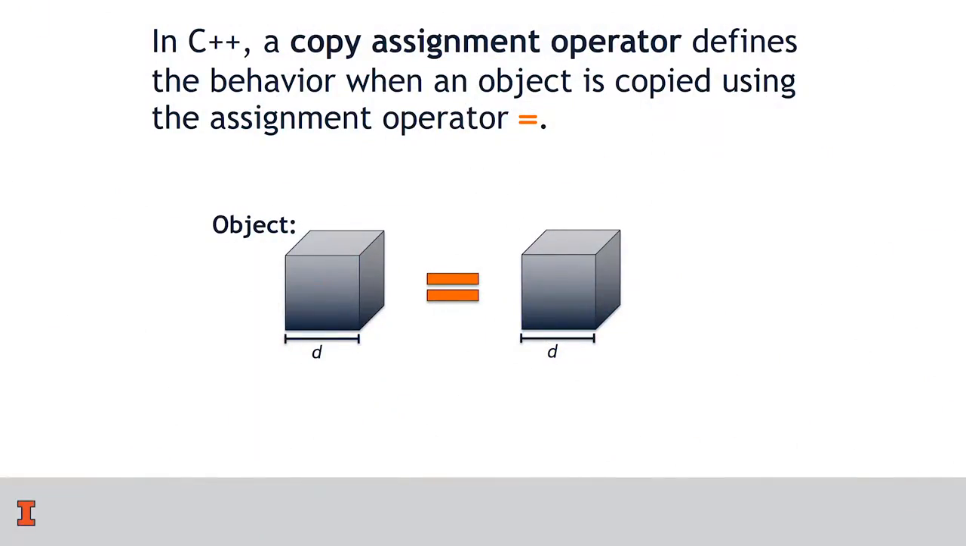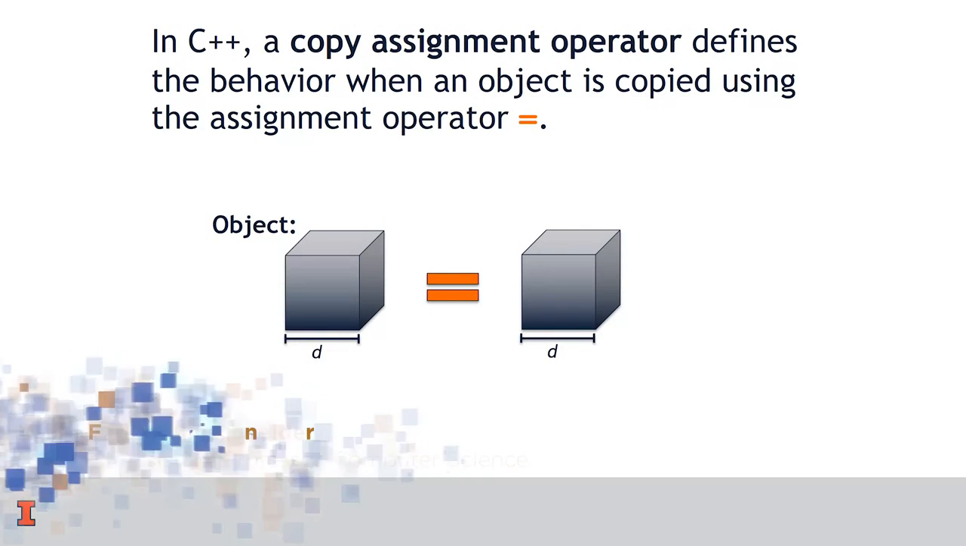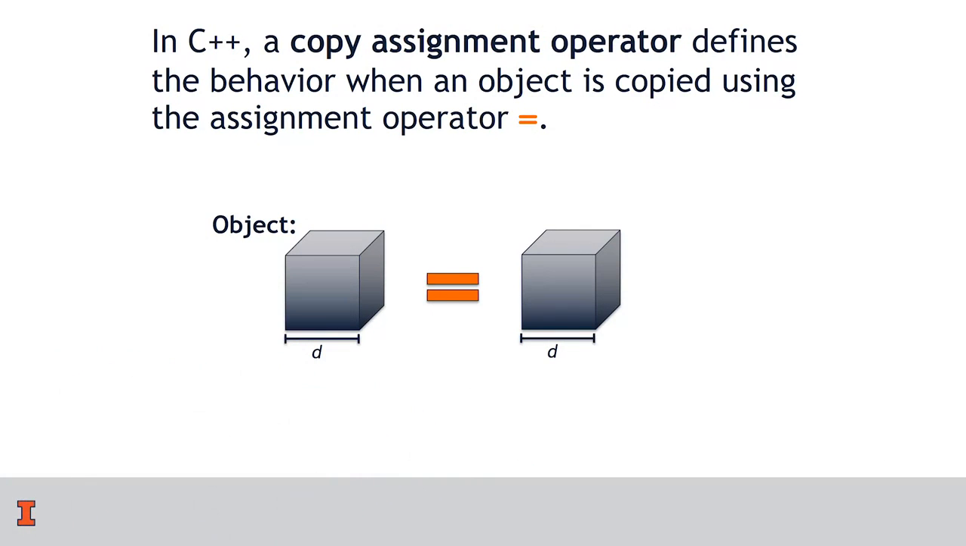Up until now, we've talked about classes having constructors, or ways to initialize the value of the class when it's being created. Now we want to pivot slightly and talk about a copy assignment operator, which defines the behavior of using the assignment operator or the equal sign in code to assign one cube to another cube, or one object to another object. Let's see how this works.